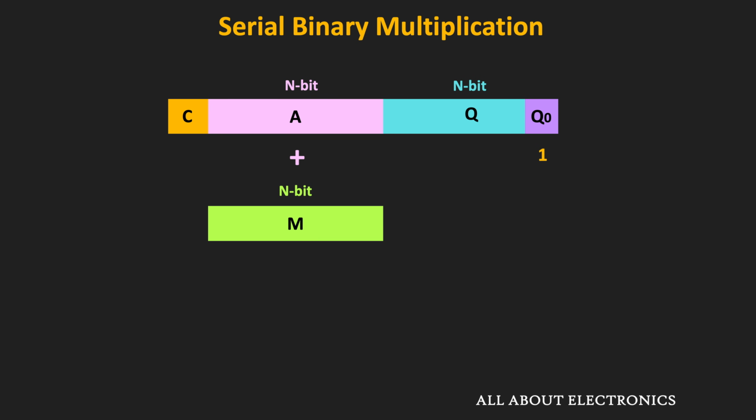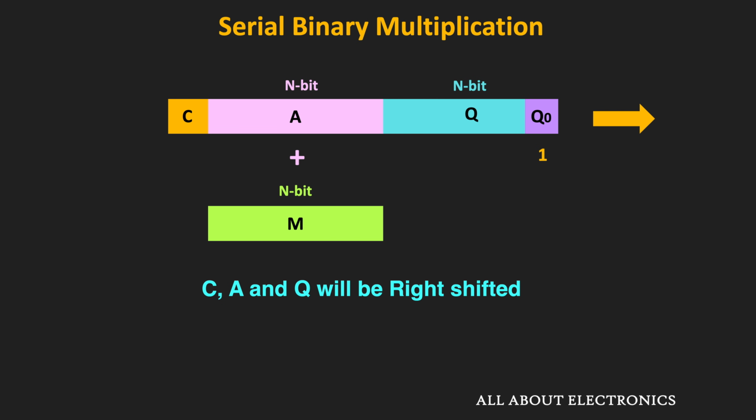And once it is stored, then the right shift operation will be performed. Now this Q0 bit, which was earlier at this LSB position, will go outside. And now the bit at the Q1 position will come to the LSB position.